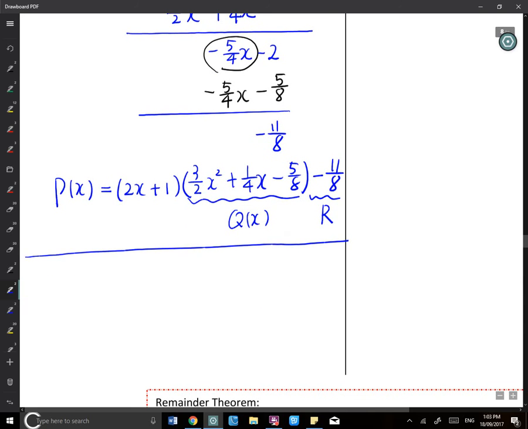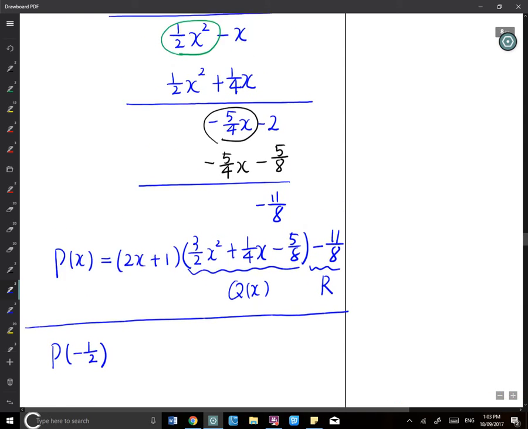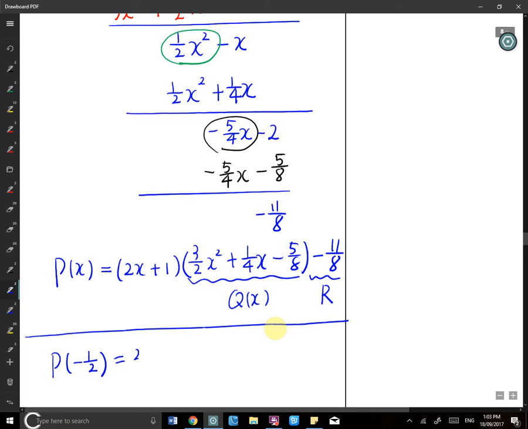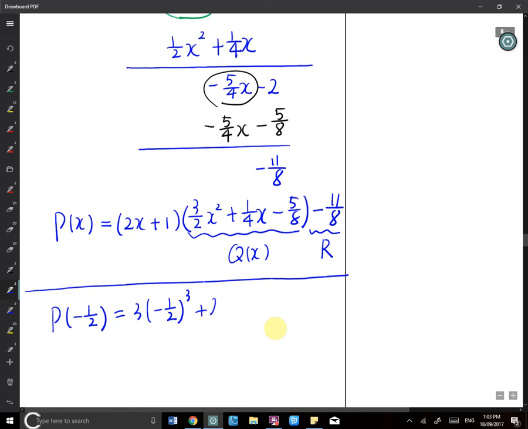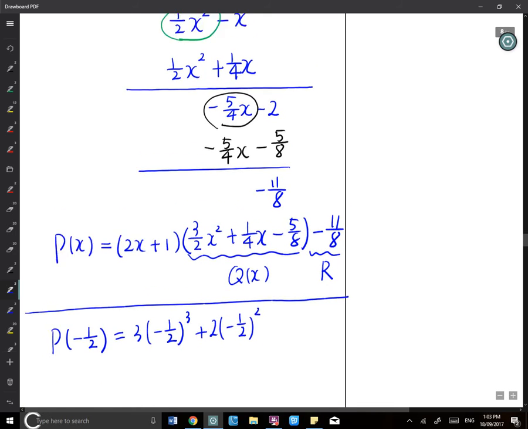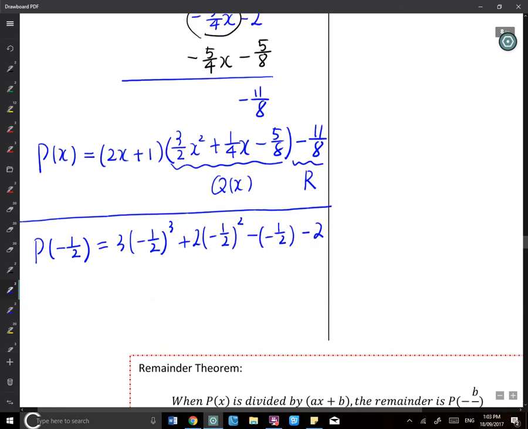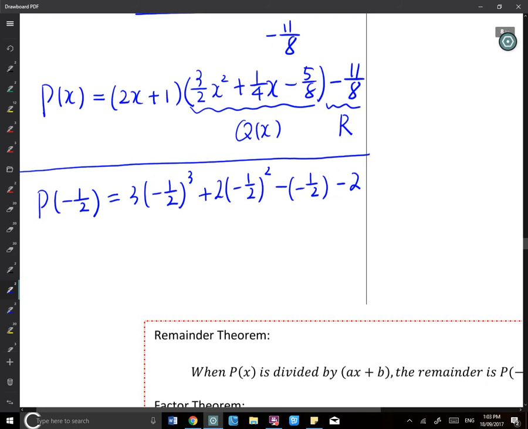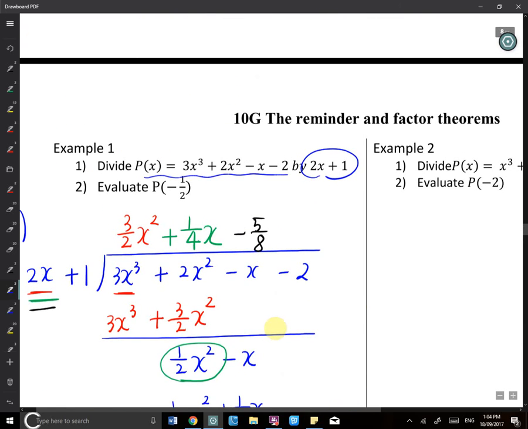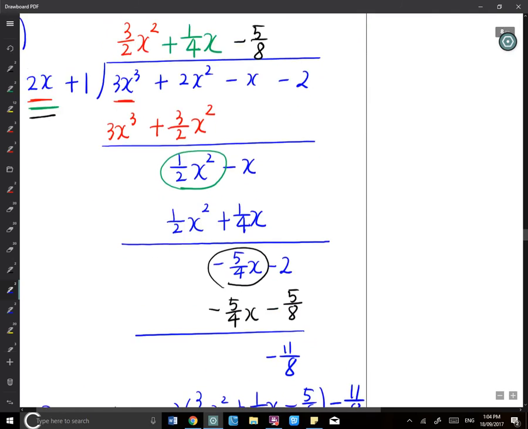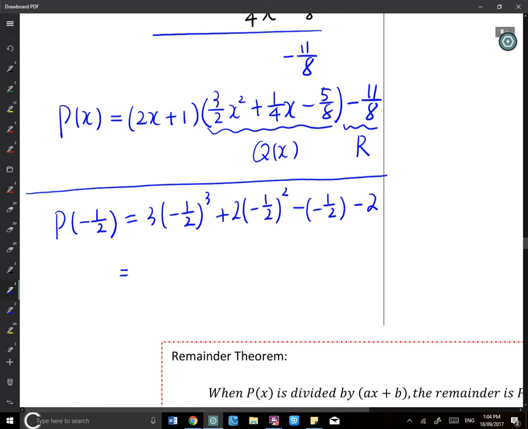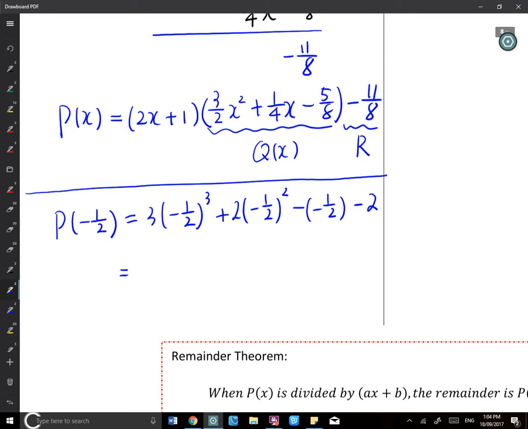Let's have a look at what P(-1/2) equals. That's 3 times (-1/2) cubed, plus 2 times (-1/2) squared, minus (-1/2), minus 2. Just put negative a half into P(x). So we substitute negative a half instead of x.